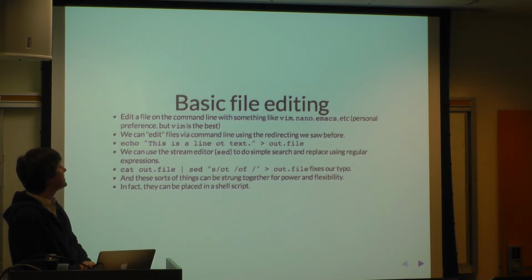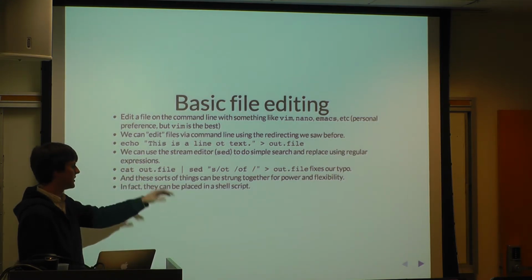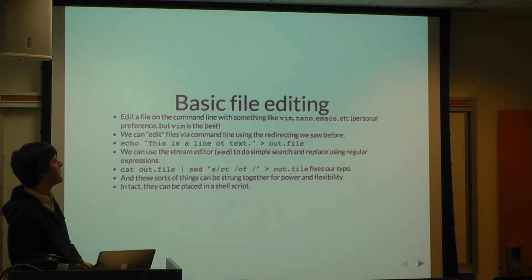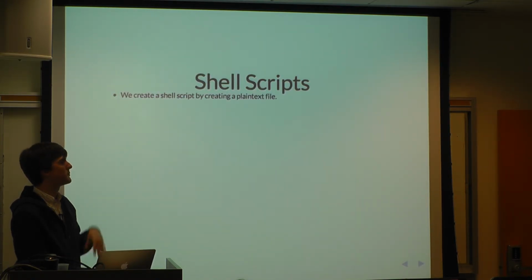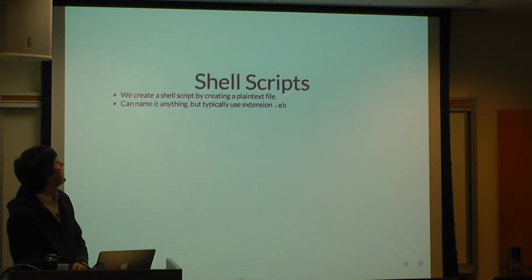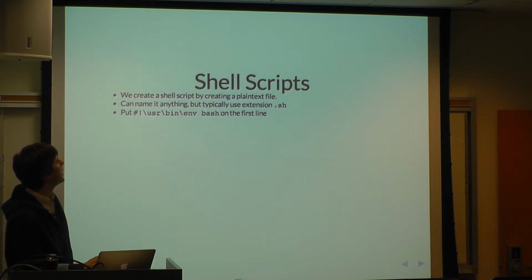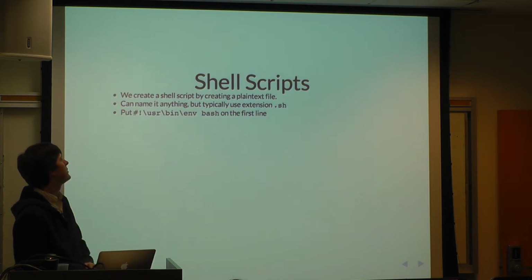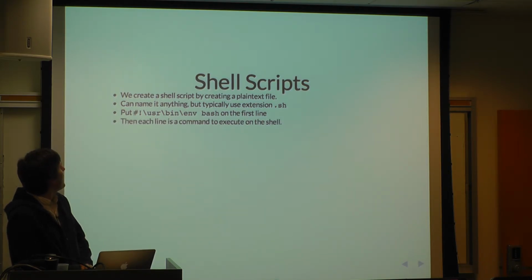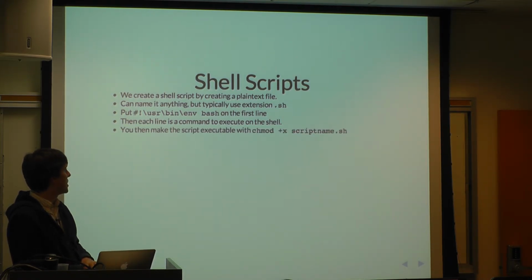Okay. And in fact, these can be placed in what is called a shell script. So just like in R, when we want to write a list of commands to execute, we can do the same thing with commands on the command line. So, shell scripts. We create a shell script by just creating a plain text file. You can name it anything, but typically use the extension .sh for shell. So the first line, you want to tell it the particular type of command line that you're using. And I use bash, no reason to use anything different. Then each line in the file is a command to execute on the shell.